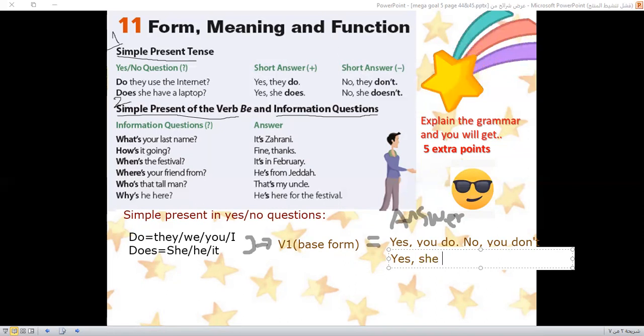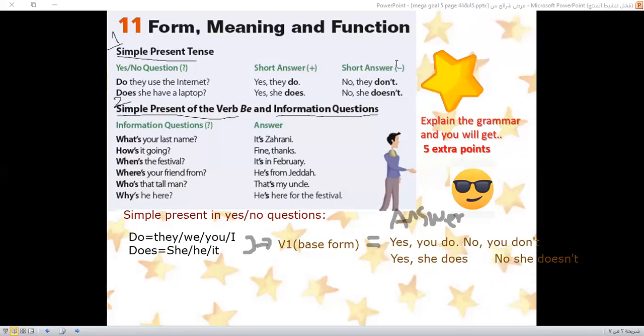Yes, she does, for example. And no, she doesn't. Is it clear? Type. For the second part, with the information questions, with the simple present and the information question.